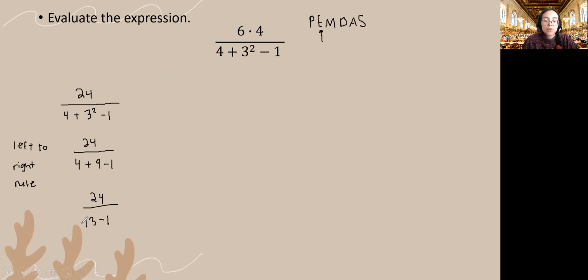Now we can do our subtraction. So we have 24, and then 13 minus 1 is going to give us 12. And now we simplify this because we always want to simplify as much as we can, get our maximum points.